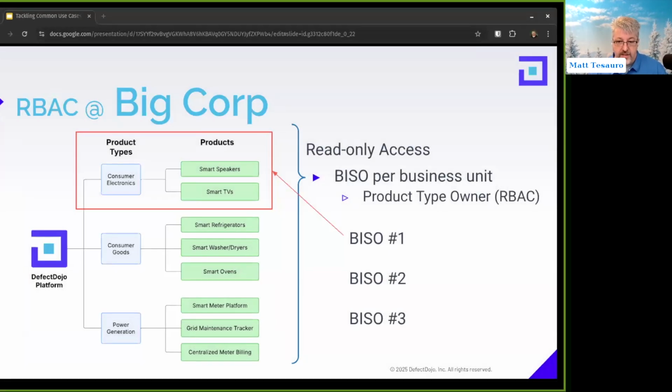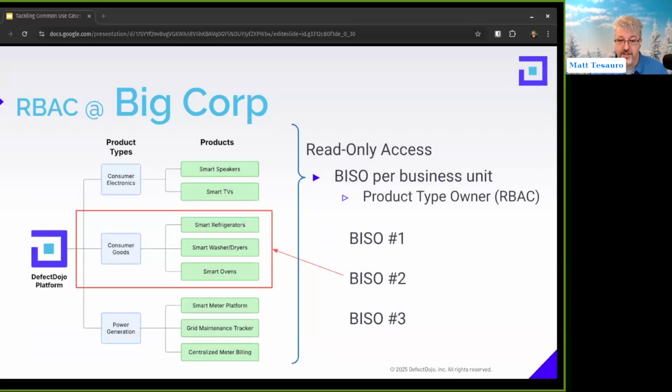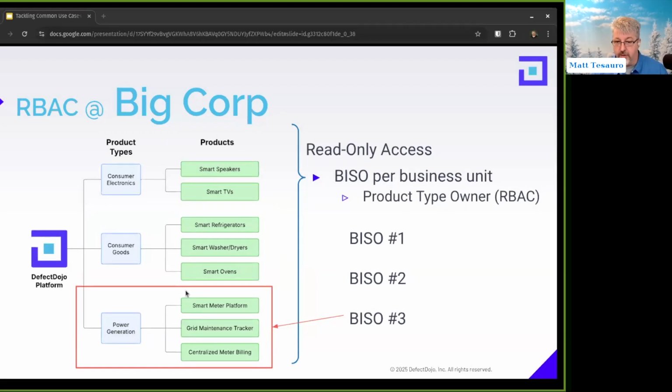Next one, read-only access. So BISOs, the business unit or the business information security officer, right, get read-only access so they can see and look at how they're doing within the confines of a product type. So for the case of BISO number 1, they have access to consumer products. And number 2 has access to consumer goods. And of course, number 3 has access to power generation. So they just have read-only access. They can go in and see what they need to see.